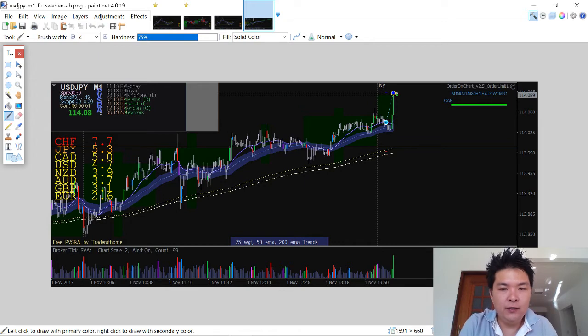So let's just start. Today we're going to start with a chart. It's a trade that I did on dollar yen, so USD JPY M1 on the 1 minute chart. And what I can tell you about this trade is that, first of all, we identify the overall trend.